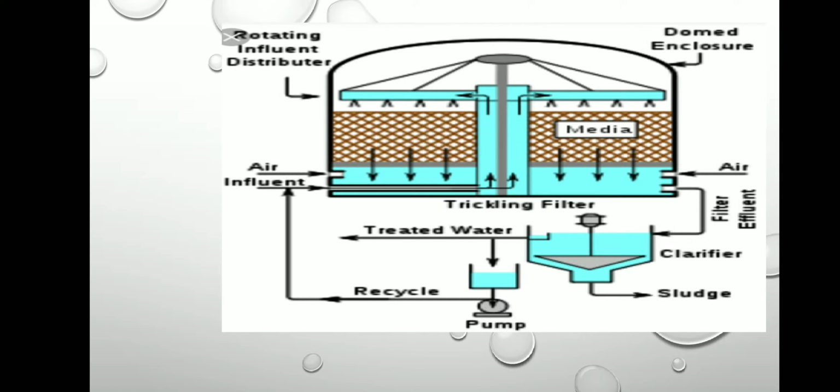There is a rotating pipe having nozzles. The liquid from the aeration tank is spread over the surface of the bed through this rotating pipe. The intermittent application of sewage avoids blockage and permits the maintenance of aerobic conditions in the bed.